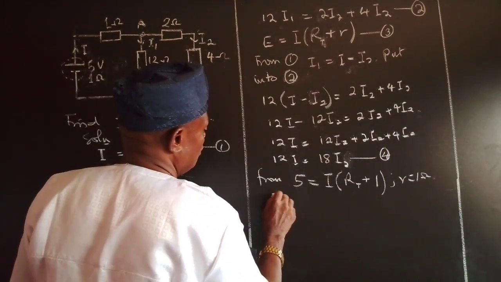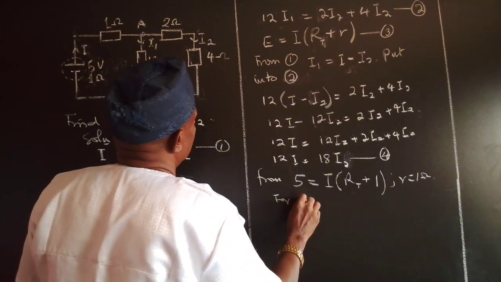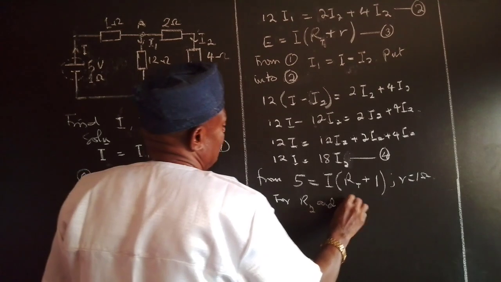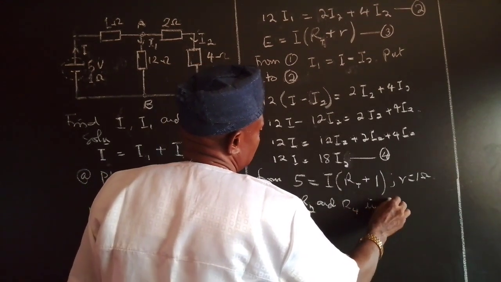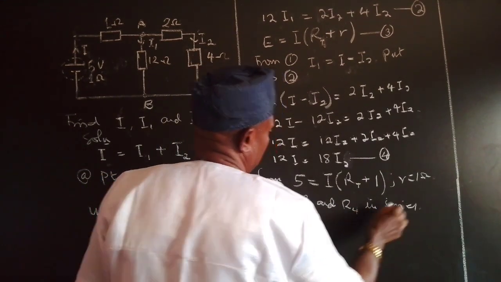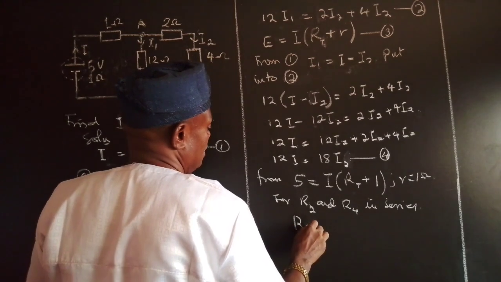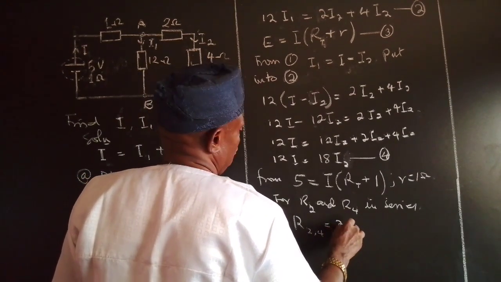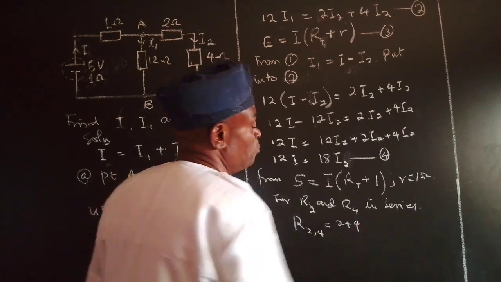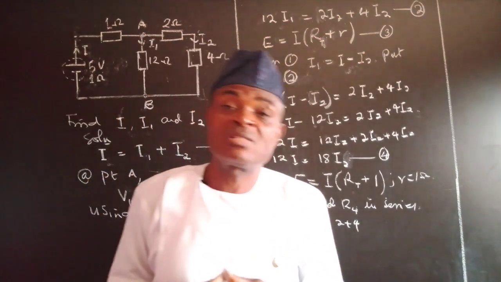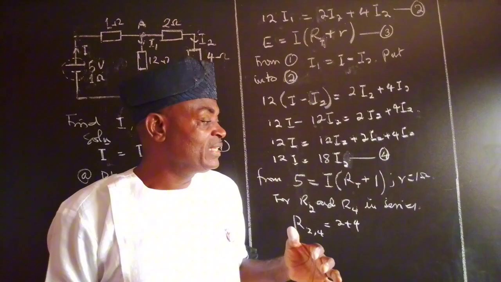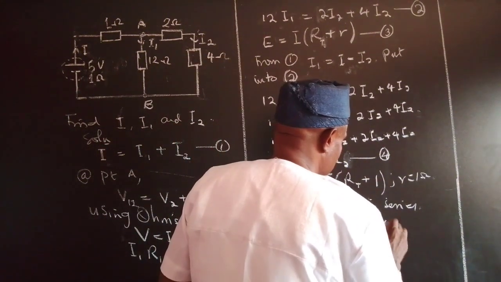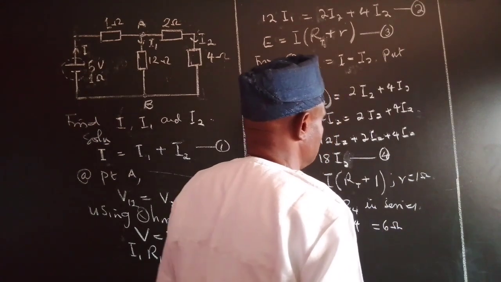Okay, so for R of 2 and R of 4 in series, if you combine them, the R between 2 and 4 is equal to 2 plus 4. The reason is because when resistors are in series, to be able to get the effective resistance, you have to add them. So if we add, that's going to give us 6 ohms.